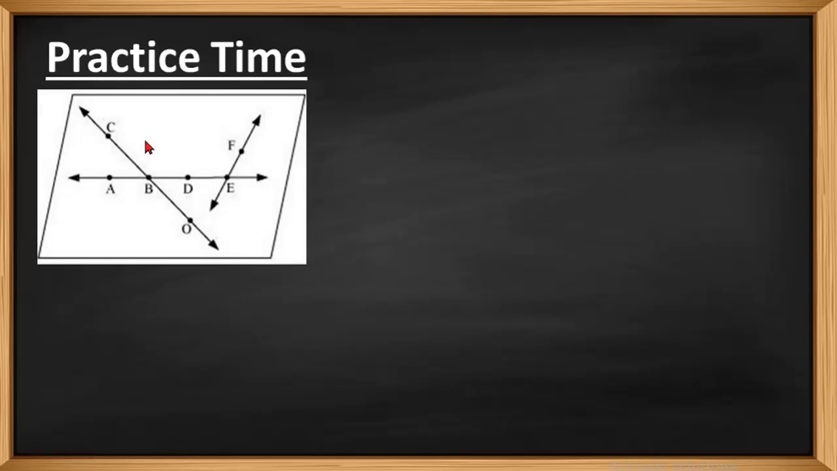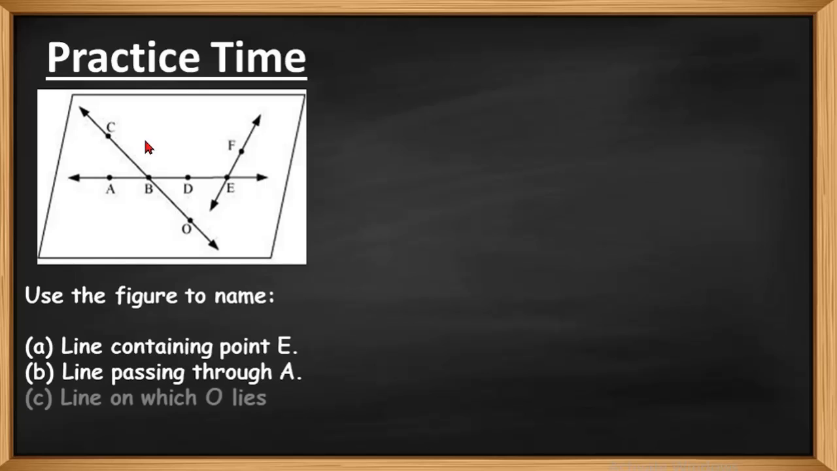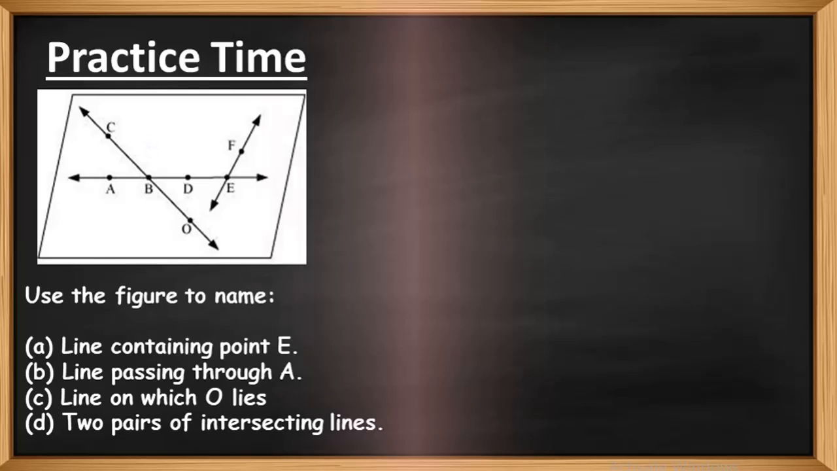This is another figure. Use the figure to name the line containing point E. This is for you. Name the line passing through A, and the line on which O lies. You have to draw this figure in your notebook and write down the answers in your notebook. Two pairs of intersecting lines: you have to find out what the two pairs of intersecting lines are in this figure. So this is completely for you. I am not going to answer all these things. If there is any doubt, in the next class we will make it clear.